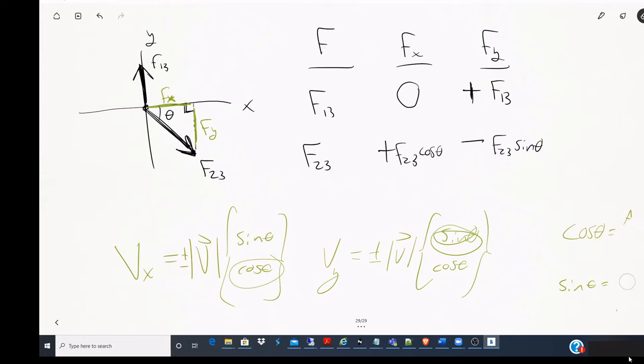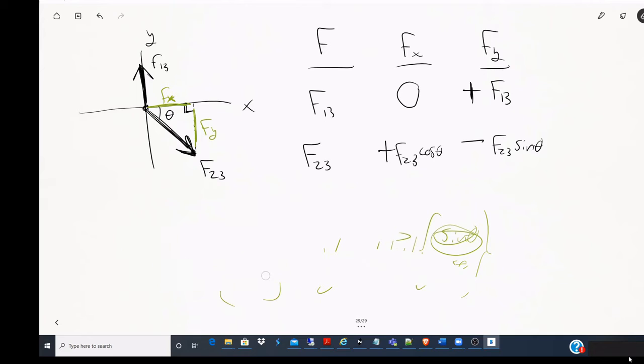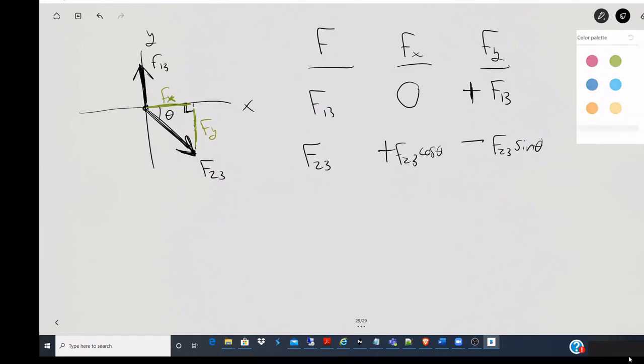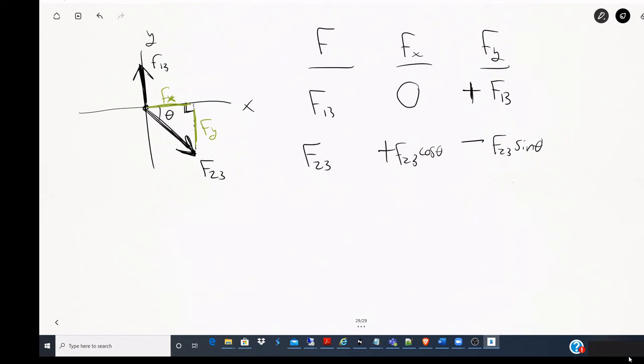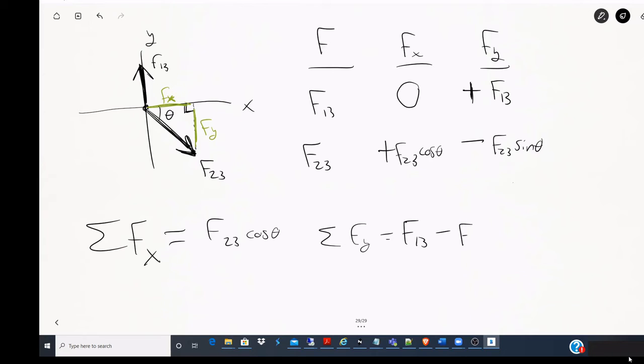Now I can start to compute the net force, because the net force is just the sum of the components. It's computed by summing the forces, which we can do component by component. So the sum of the forces in the x direction is just going to be 0 plus f(2,3) cosine of theta. Or in other words, it's just equal to f(2,3) cosine of theta. And the sum of the forces in the y direction is f(1,3) minus f(2,3) sine theta.